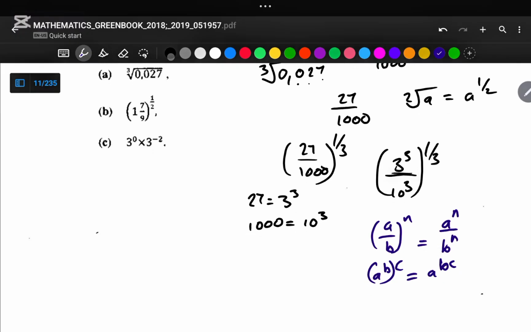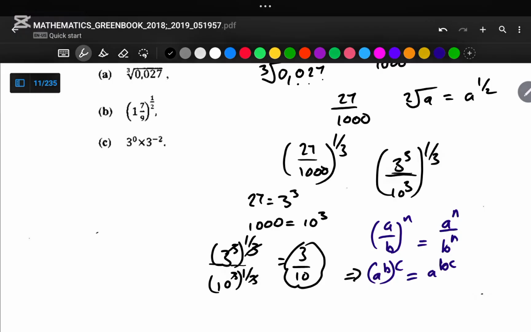So on this question, we can simply say it is 3 raised to the power 3, raised to the power 1 over 3, over 10 raised to the power 3, raised to the power 1 over 3, like this. And you can simply apply this law here. So it is 3 to the power 3 times 1 over 3, which is equal to 3, because we are multiplying 3 by 1 over 3. We can simply cancel this, and we can simply cancel this on the denominator. So it is 3 over 10. That is our final answer. It is 3 over 10.